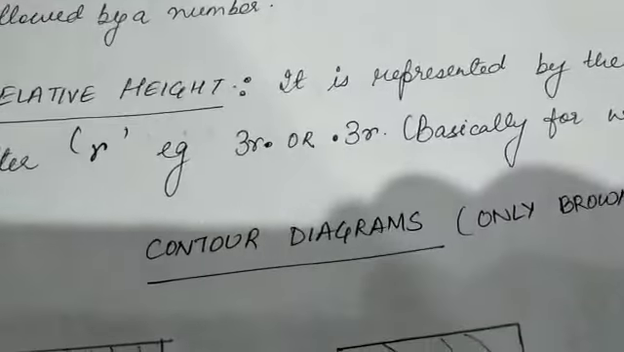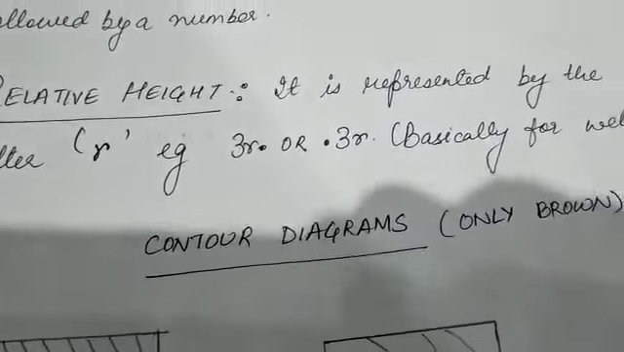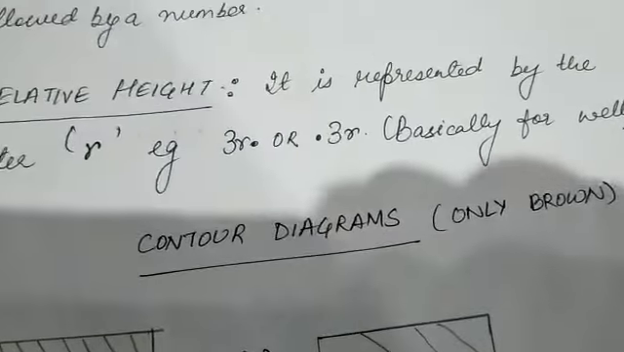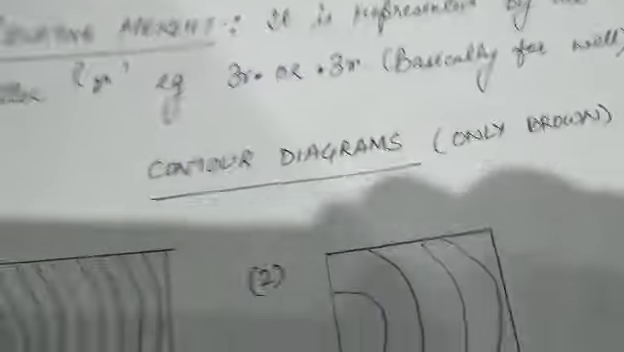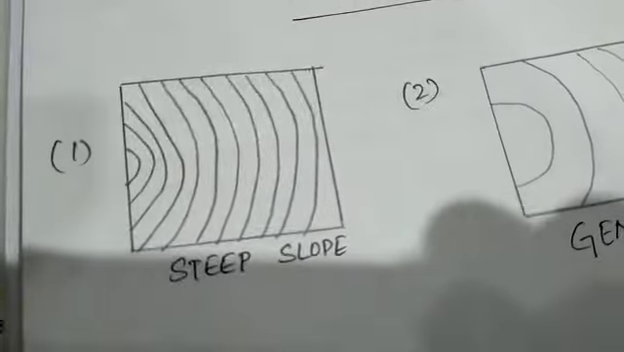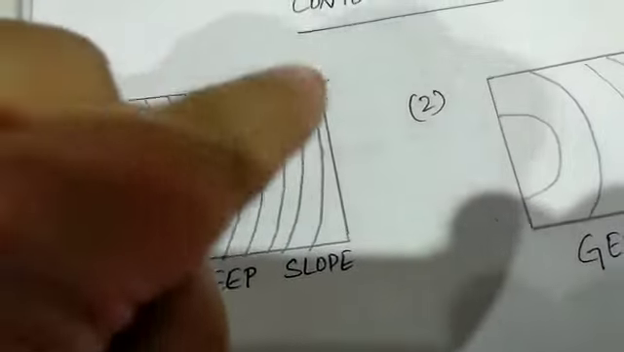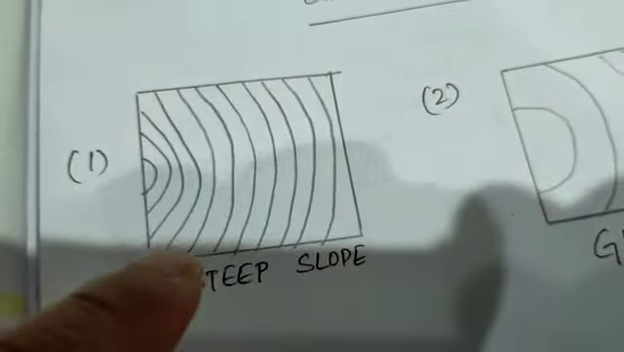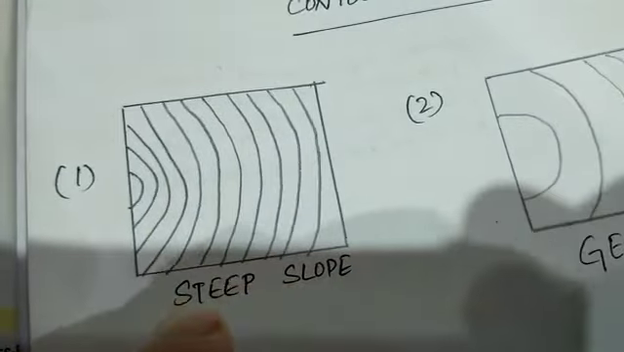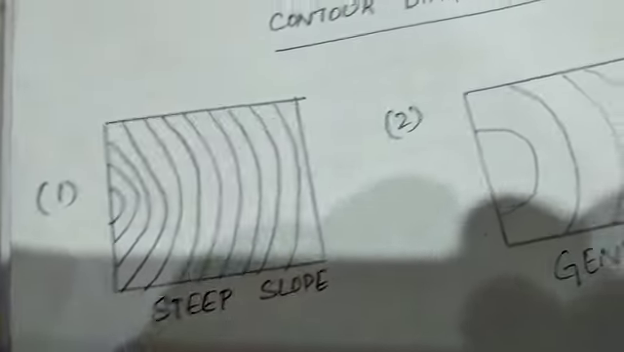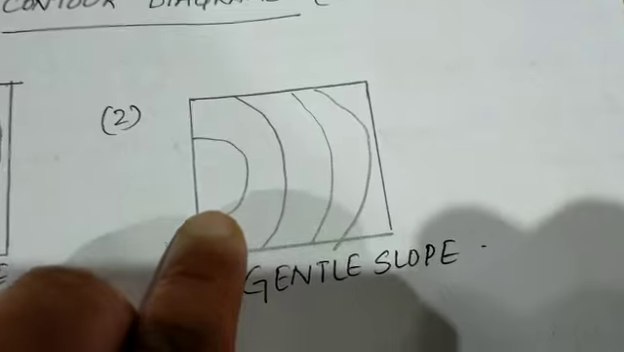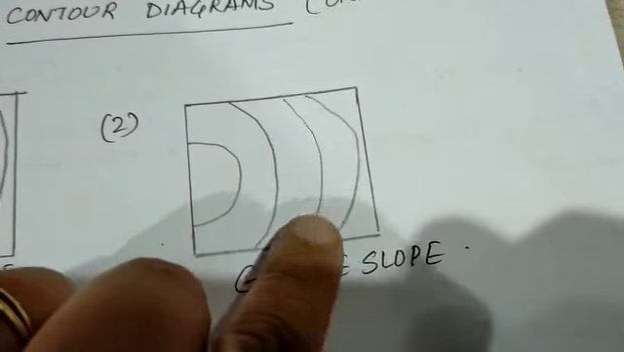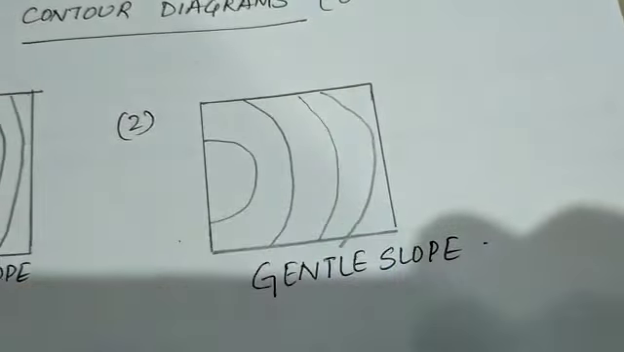Okay, now let's see what contours are. Contour diagrams are basically drawn only in brown colour. Can you see this? These are contour lines. When they are close to each other, that denotes the steep slope of a particular relief. When the contour lines are far apart, they denote gentle slopes.